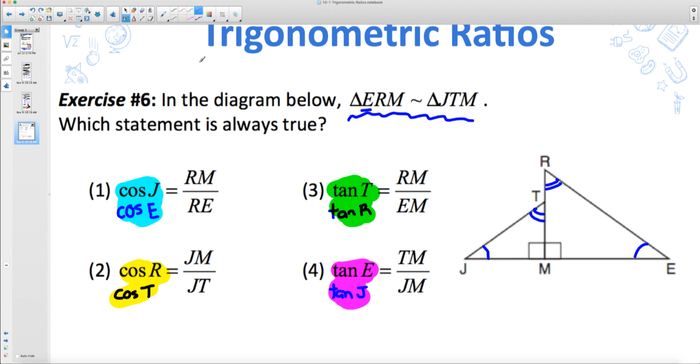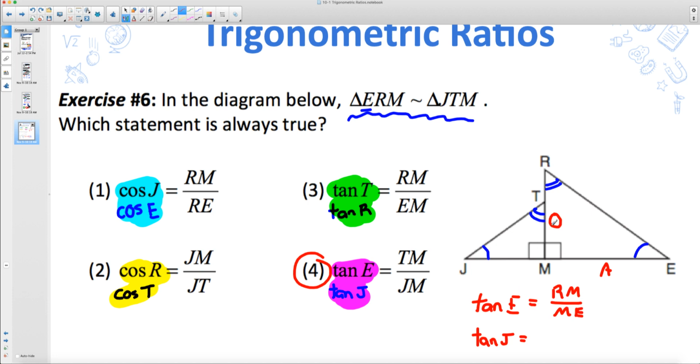So the right answer is choice 4. While tan of E is opposite over adjacent, so opposite, here's E, here's adjacent, tan of E is RM over ME. Well, wait a second, that's not TM over JM. But remember, tan of E and tan of J are equal. So we can swap their sides. They'll be the same ratio.